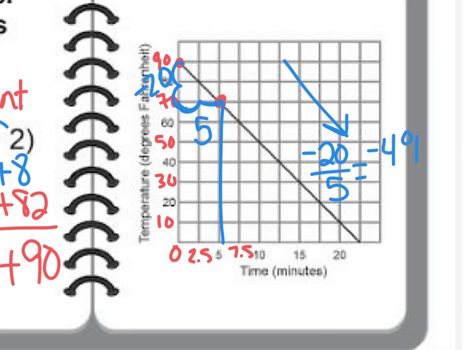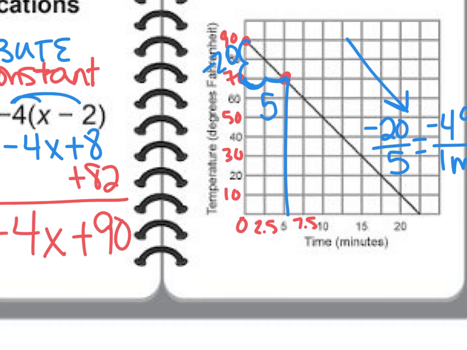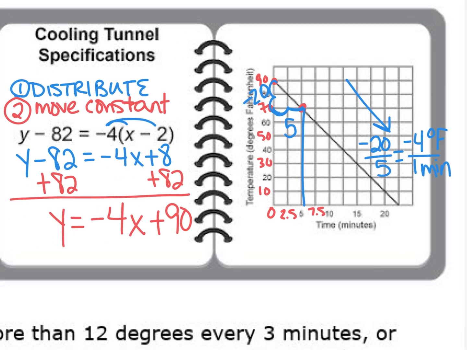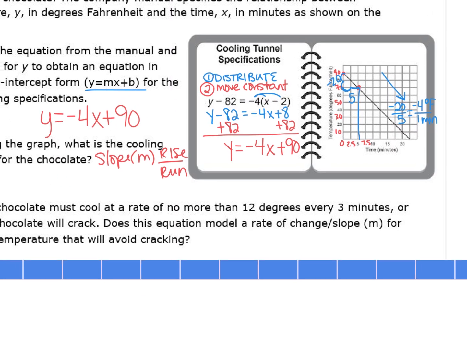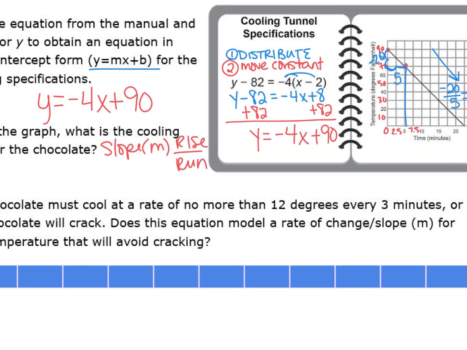And we can use our labels. Negative 4 degrees. And then our x was 1 minute. So that means that the candy coating has to cool 4 degrees every minute. So when we come back over here to number 5, what was that cooling rate? What did we just say? Negative 4 degrees every 1 minute.